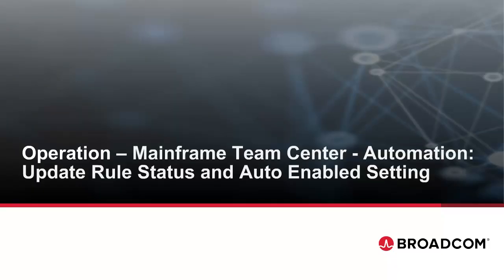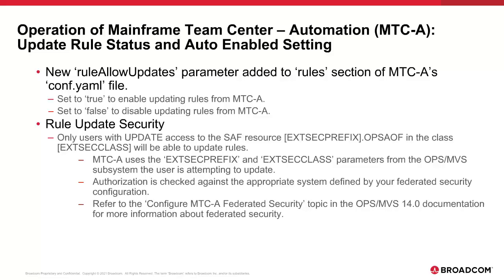This section discusses how to get this feature operational. The Rule Allow Updates parameter in the Rules section of MTC-A's conf.yaml file is the first definition required in activating the rule status and auto-enabled feature. Users also have to be given update access to the SAF resource extSecPrefix.opsaof and the class extSecClass. These users will now be allowed to update the rule status and auto-enabled settings.